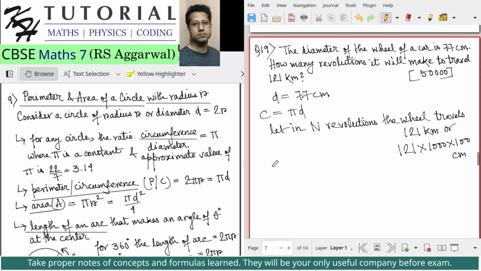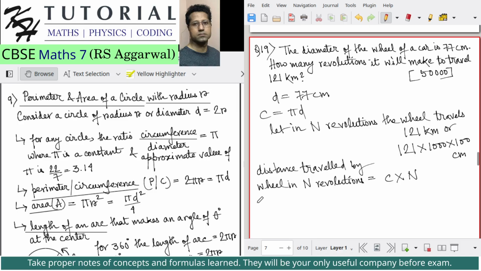So what will be the distance traveled by the wheel in n revolutions? We know the distance traveled by the wheel in n revolutions will be equal to circumference multiplied by n, this much centimeter, where circumference is in centimeter. Okay. In n revolutions, the distance traveled by the wheel should be equal to c multiplied by n, where c is the circumference of the wheel. Okay.